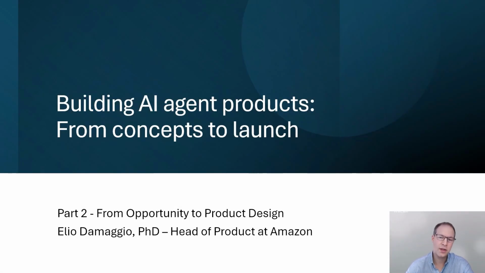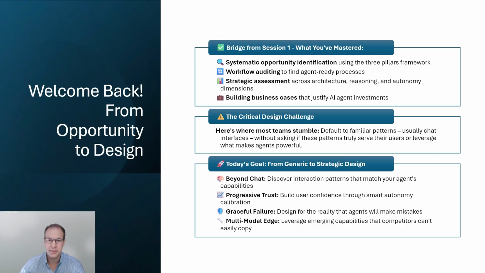And welcome back to the Building AI Agent Products webinar series, a four-part series where we move beyond the foundational concepts of AI agents to learn how to implement them successfully in your products. This is the second part of the series, going from opportunity to product design. I'm Elio Damaggio, PhD, and currently head of product at Amazon. Let's get started. First, if you watched the previous webinar, welcome back.